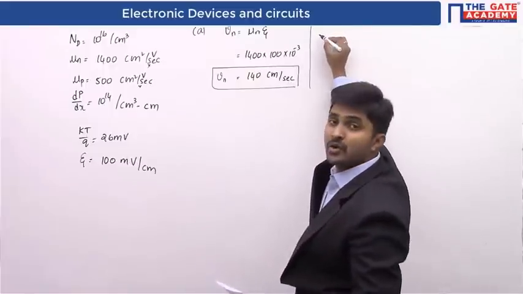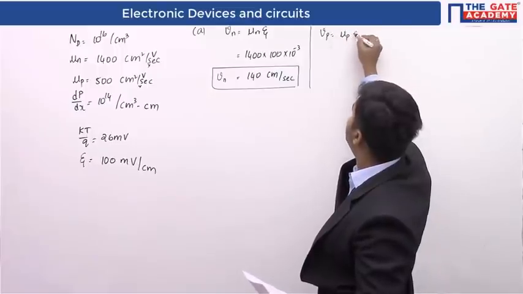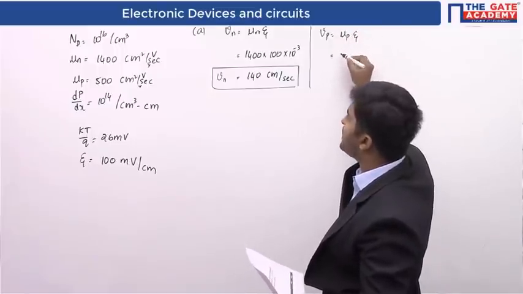And similarly, you can find out the drift velocity of the holes to be Vp is equal to mu p multiplied by the electric field. Mu p, what is the value of mu p?